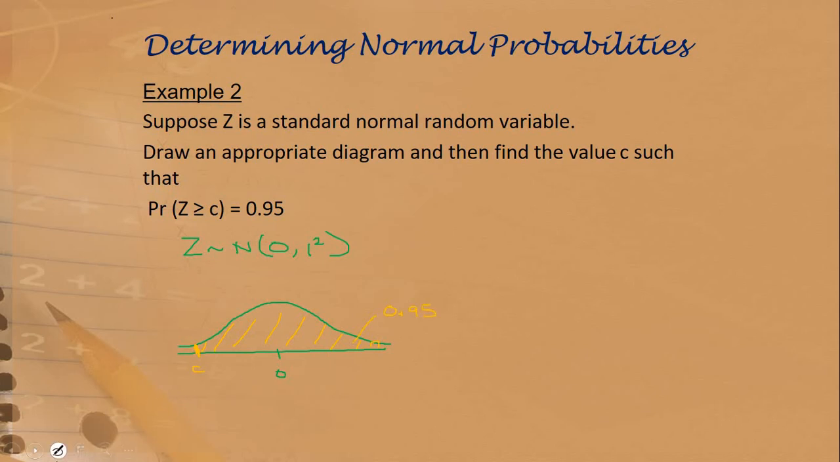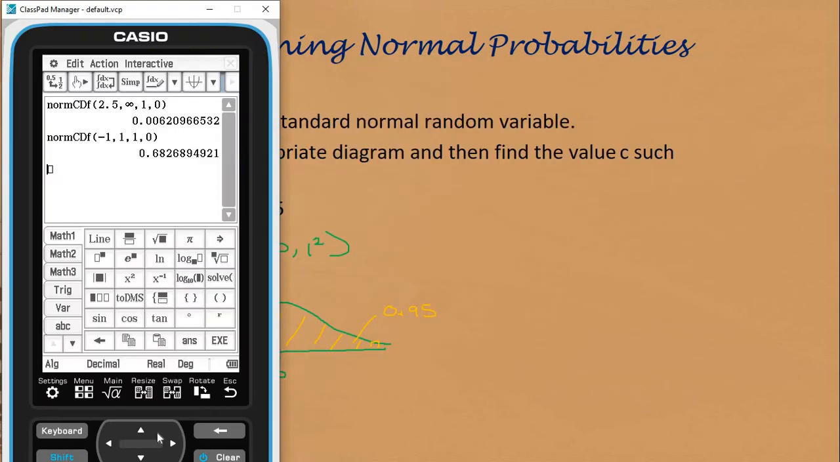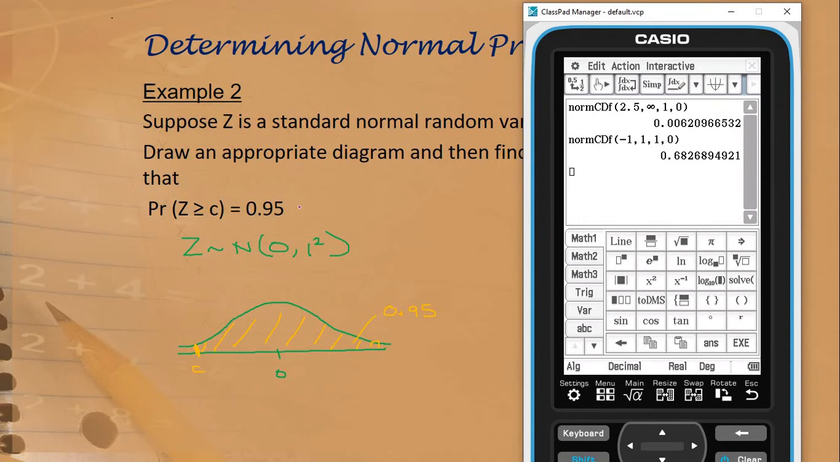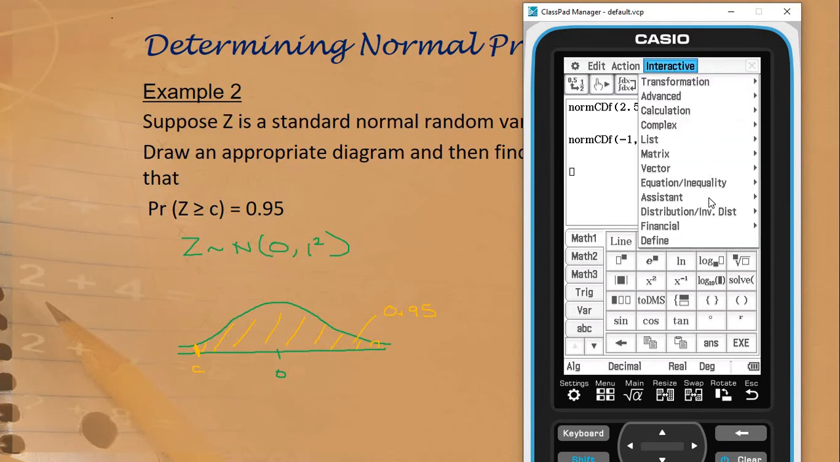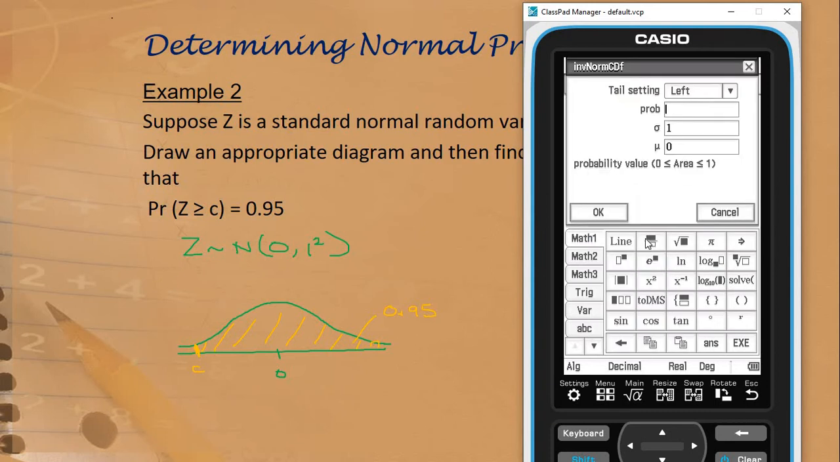How we solve this on our CAS is by using our inverse normal distribution. So we get up our calculator, and this time, because I'm looking to find the value of c, so I'm not trying to calculate a probability, I'm given the probability and I'm wanting to calculate this value in here, we instead use distribution inverse, and I want inverse normal CDF.